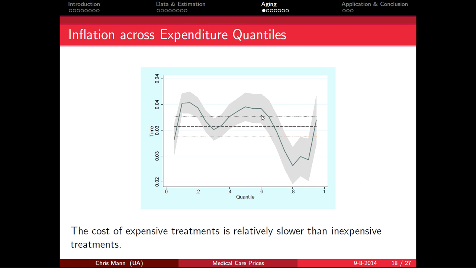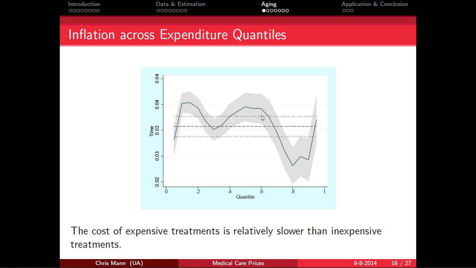Okay. Now, one of the things about this is that since most of the results in the earlier table showed that the median may be experiencing up to 0.3% higher inflation than the average, that indicates that the cost of treatment is different across different expense quantiles. And we can actually see that in this graph. On the left side of the axis, we have the average annual inflation rate, and on the bottom we have the different expenditure quantiles.